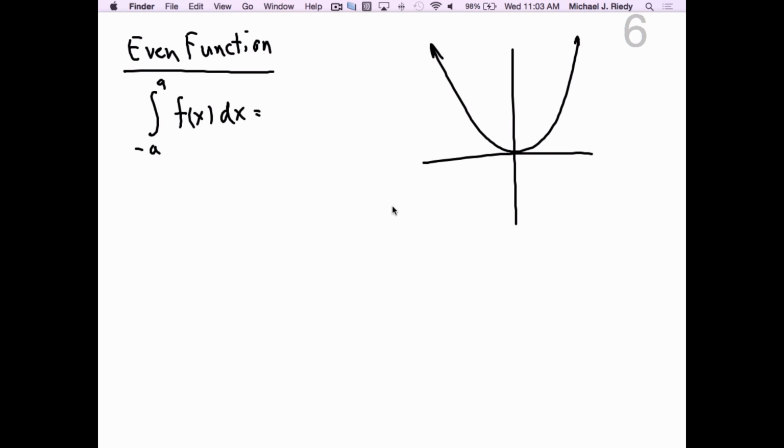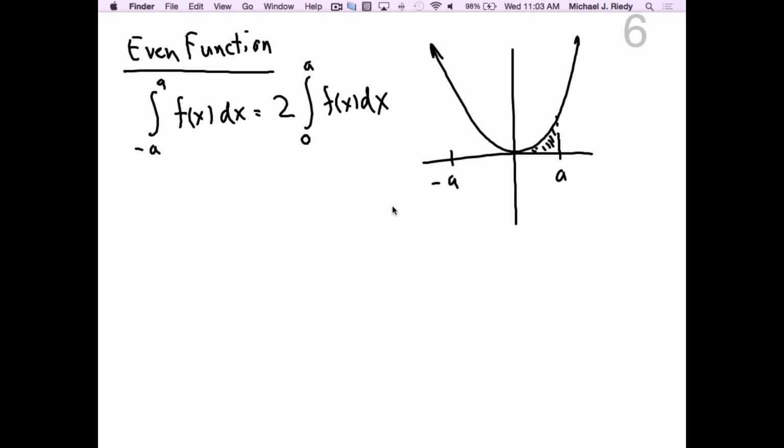and this is just a time-saving device, instead of going from negative a to a, I could just find half of it and then double it. So that's the same thing as doing 2 times the integral from 0 to a of f of x dx. Does that make sense? If it's the same on the left and the right, just find the area under the curve on the right and double your answer. There's a couple caveats here though.